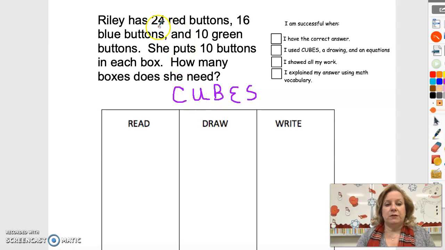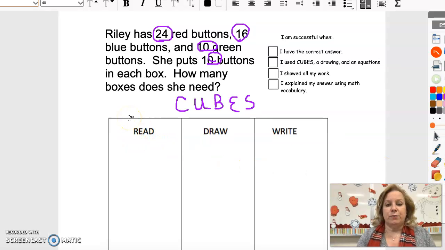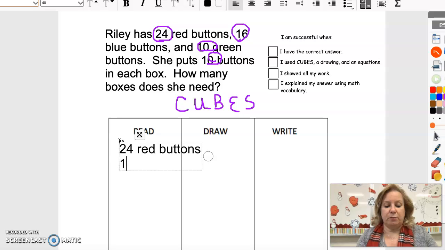So the first thing in cubes is we need to circle our numbers. Okay, then once I do that, I want to read my problem. Riley has 24 red buttons, 16 blue buttons, and 10 green buttons. She puts 10 buttons in each box. How many boxes does she need? So I go in here and I think about 24. What is 24? Those are the red buttons. Okay, then we have 16 blue buttons. And then we have 10 green buttons.